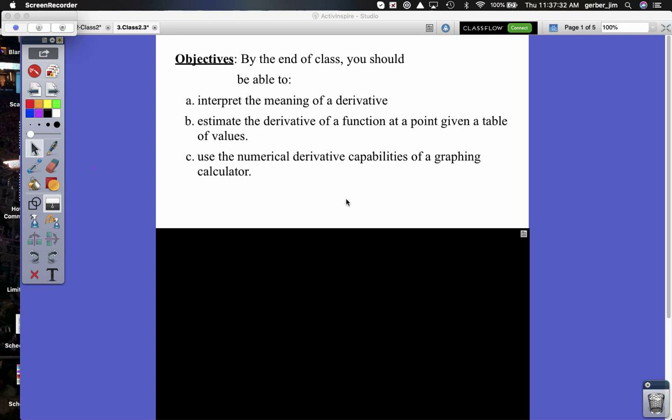AP course. So the objectives that we were going to try and cover today in class were threefold. The first was to interpret the meaning of a derivative. The second was to estimate the derivative of a function at a point if we're given a table of values. And the third is to learn how to use the numerical capabilities of a graphing calculator to find derivatives. So those are the three things we're going to try and do today. And I hope that once this video ends, you'll be able to go back to the beginning and feel like those three things have been accomplished and that you understand these three topics. So without further ado, let's move on.